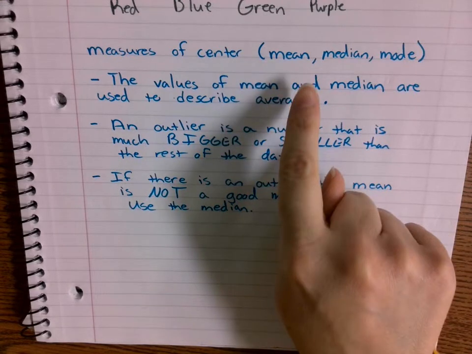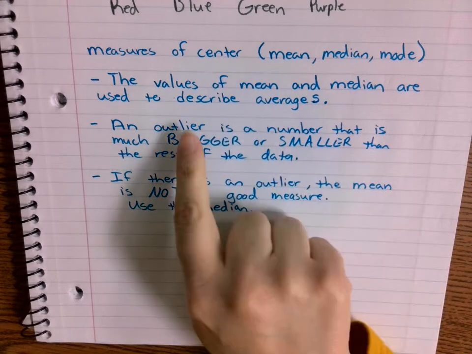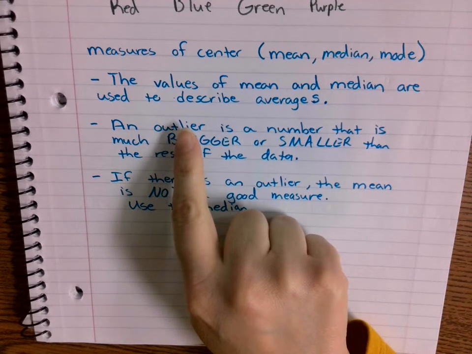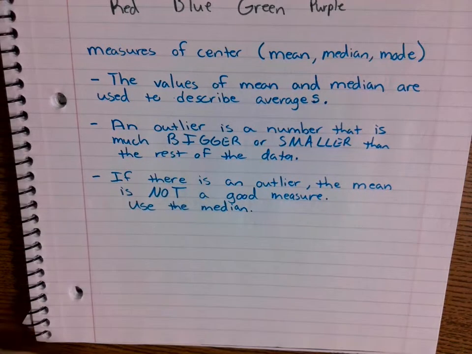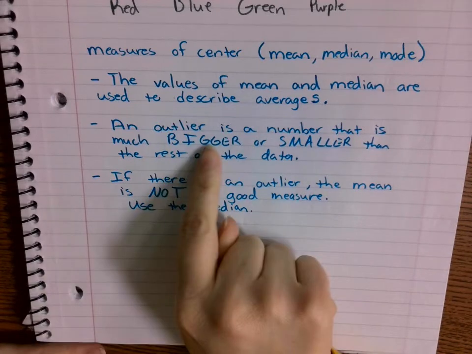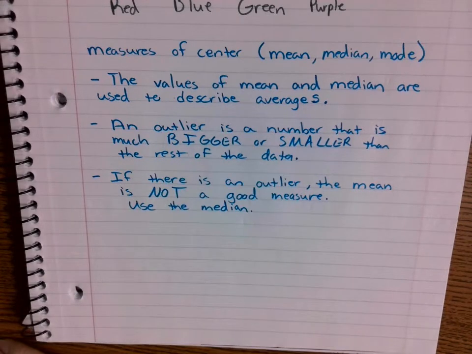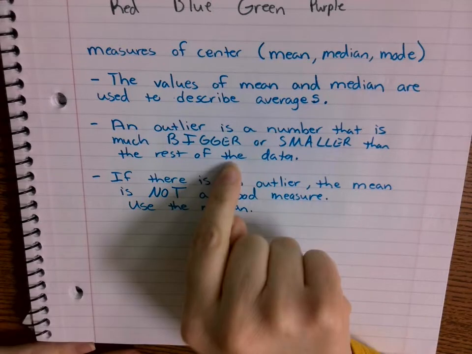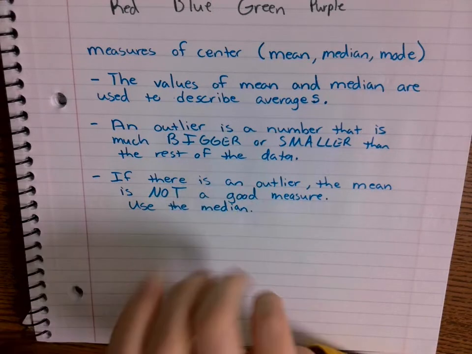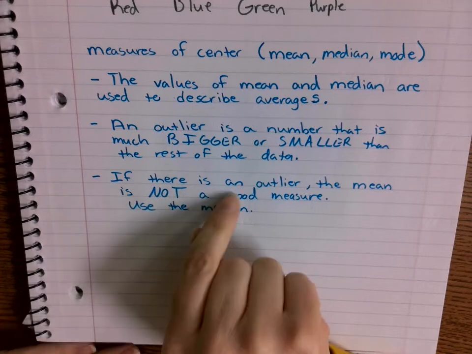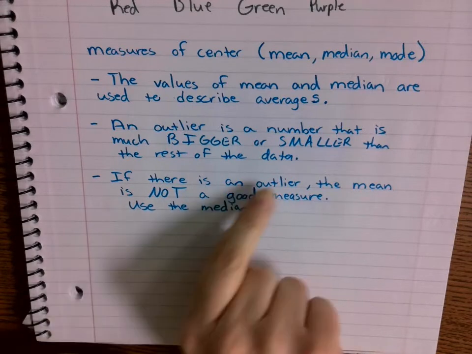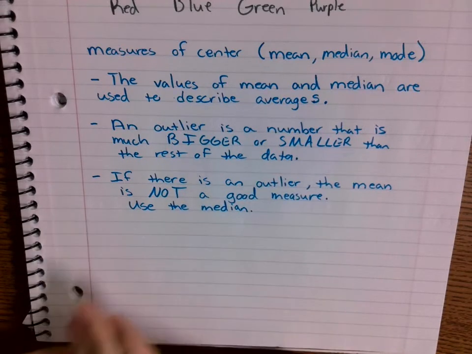If an outlier is present, an outlier represents a value that is very different from the rest of the data set. Either it's a lot bigger or a lot smaller than the rest of the data. Then that means that you should not use your mean. You should use the median only. The outlier makes the mean unreliable, so you have to use the median to represent your average. And that's where we left off.